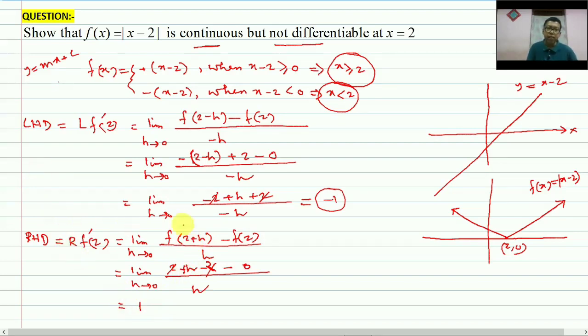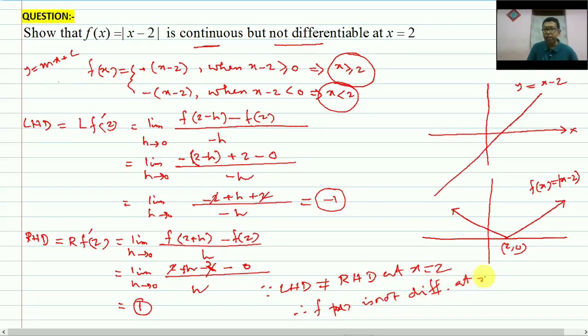So you see that LHD is equal to minus 1 and RHD is equal to plus 1. Since LHD is not equal to RHD at x is equal to 2, the function f of x is not differentiable at the point x is equal to 2. Okay, so this is the proof for differentiability.